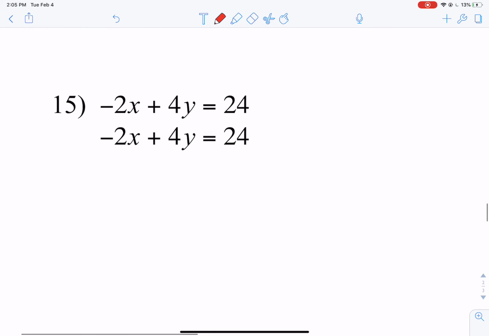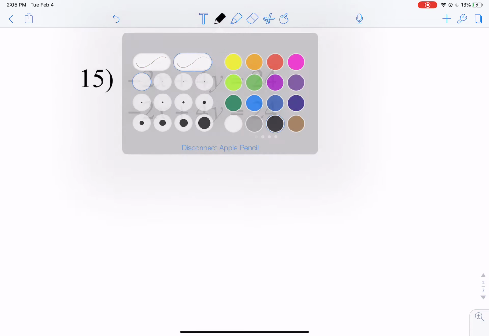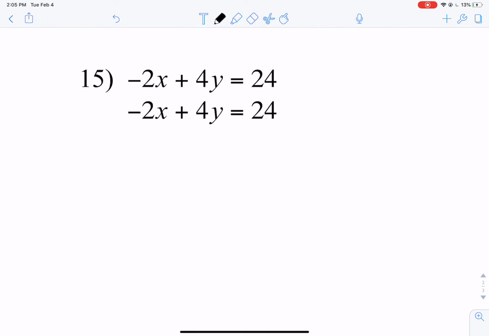For number 15, notice again that the x values are the same, so I can't eliminate unless one of them is a negative. So I'm going to multiply the bottom one by negative 1. And negative 2x plus 4y is equal to 24.